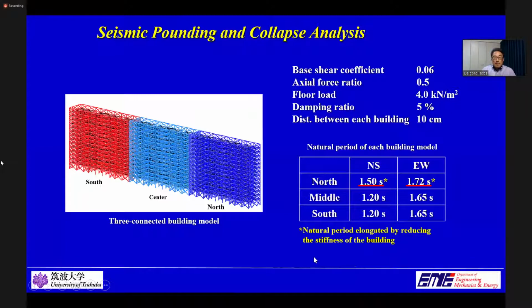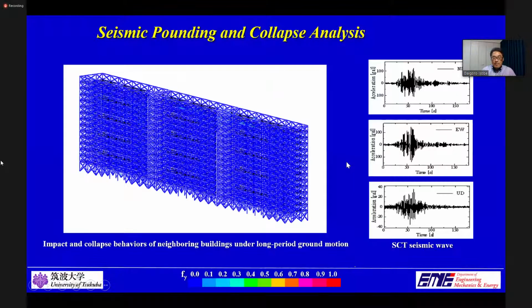The EW, NS and UD components of the SCT seismic wave shown in these figures were applied. The intensity period of the seismic wave was approximately 2 seconds because of the reclaimed soft soil of Mexico Valley, and it happened to be resonant with the buildings of this height.